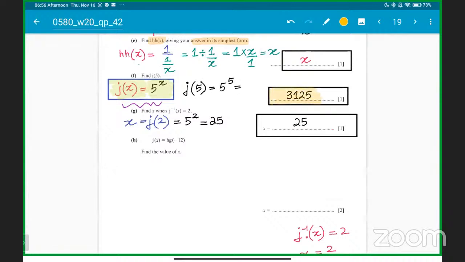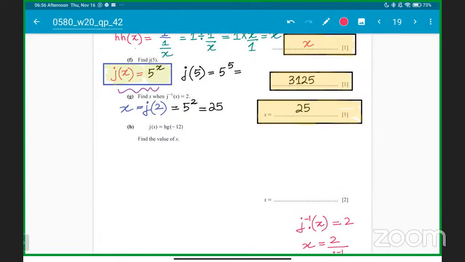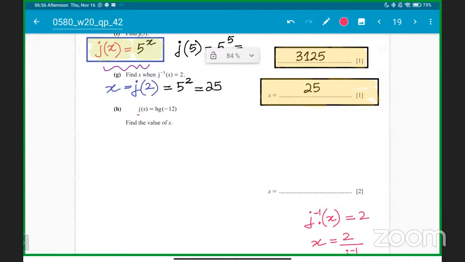This is a very good question on 14 marks. It's the functions chapter in a nutshell. The whole functions chapter can be tested in a nutshell. Clear, everyone? 14 marks is a huge amount of marks for functions. Then the last one is we have to solve and simplify, and they are saying that Jx, we already know what is Jx, is equal to hg of minus 12.